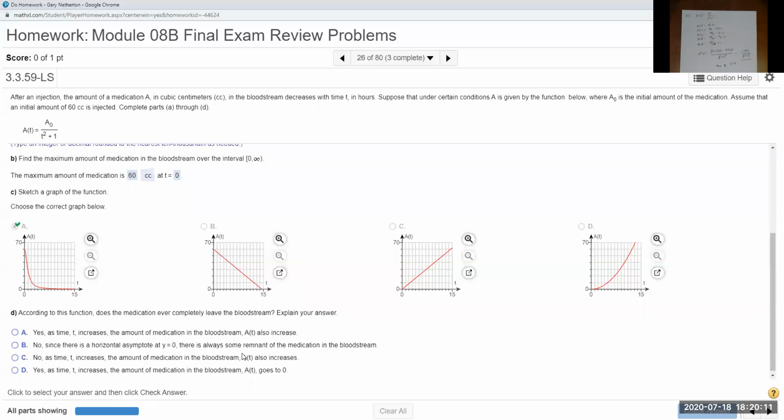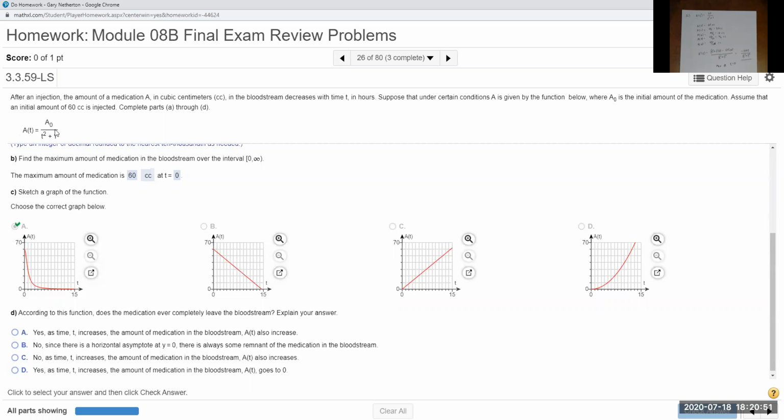According to this function, does the medication ever completely leave the bloodstream? In other words, is the medication ever equal to 0? We can just look here. If you look at this equation, can you ever enter a time for t where this whole thing equals 0? And the answer is you actually cannot. Interesting thought: you can put in a t of a year or 10 years, and this number will be super, super small, but it'll never be 0.